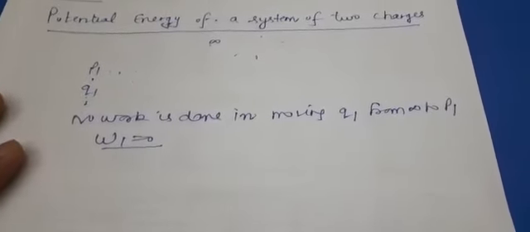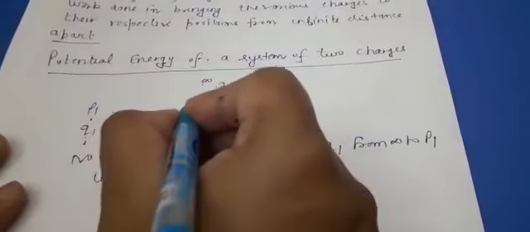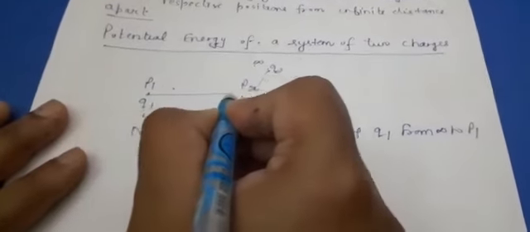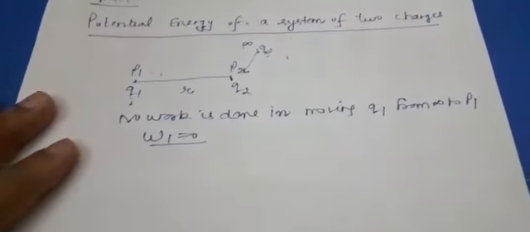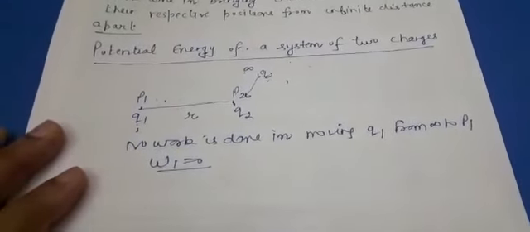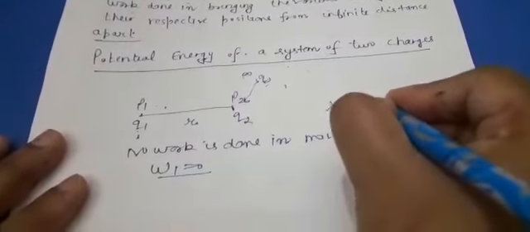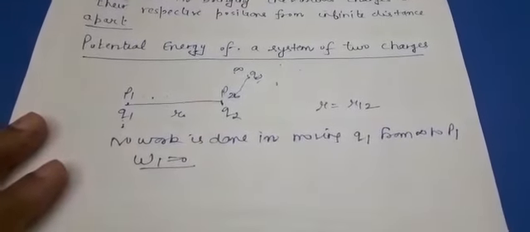Now let me take another charge. Q2 is at infinite distance. Let us bring it to point P2. We have to bring it from infinite distance to point P2. Correspondingly, let the separation distance between the two charges Q1 and Q2 be R. You can take it as R12 also. In both ways we can take it. It is symbolic representation only.